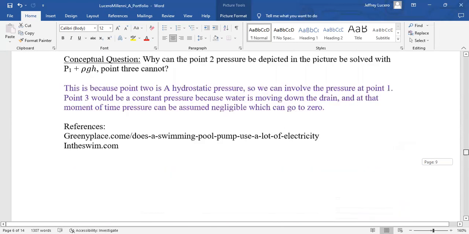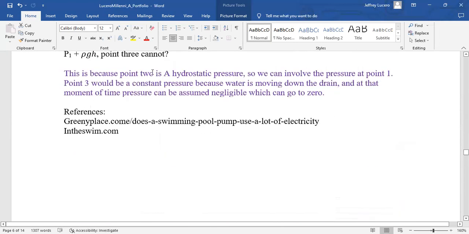With that being said, this is because point 2 is a hydrostatic pressure, so we can involve the pressure at point 1. Point 3 would be a constant pressure because water is moving down the drain, and at that moment in time, pressure can be assumed negligible, which can go to 0 since it's constantly moving down that drain or that pump pipe.